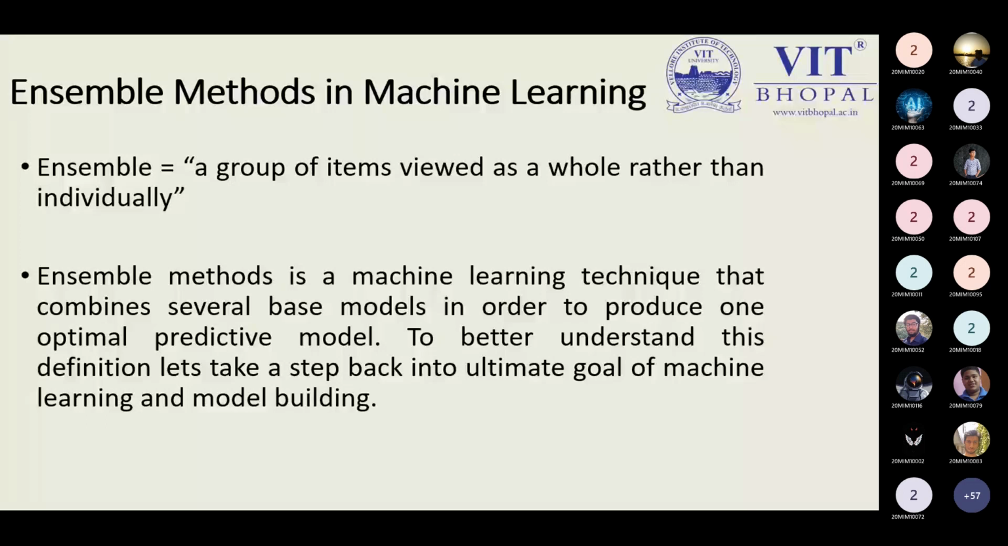The ensemble method is a machine learning technique that combines several base models in order to produce one optimal predictive model. And to better understand this definition, let's take a step back to the ultimate goal of machine learning and model building. From this point, we have to start the whole thing.